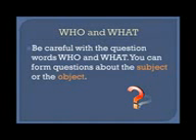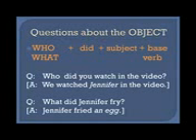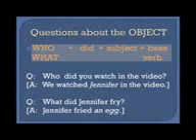Let's talk a moment about who and what. Be careful with the question words who and what. You can form questions about the subject or the object. So far, we've practiced forming and answering questions about the object. These questions have this structure: who or what, plus did, our helping verb, plus the subject, plus our main verb in the form of a base verb.